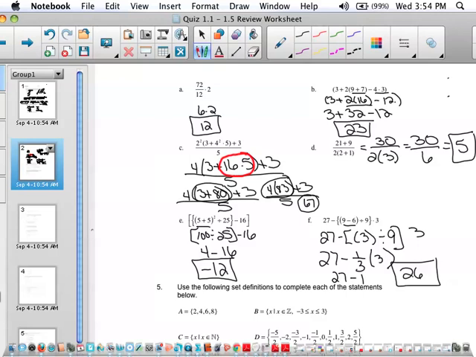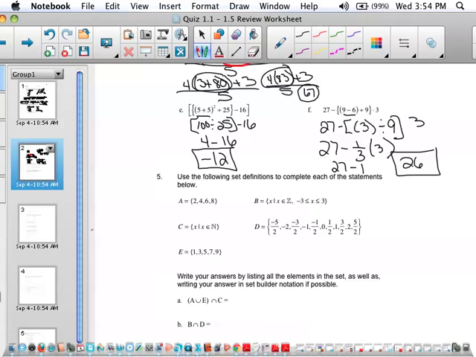Now let's take a look at number 5. Number 5 was a little confusing, but what it meant was that you are given sets A, B, C, D, and E, and then you're going to come down here and write the union or intersection, or union and intersection of those sets. So here, if we're looking at the union, remember the union means it's going to include all of the elements from both sets.